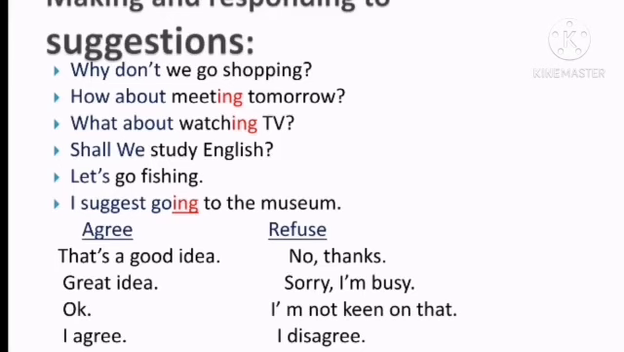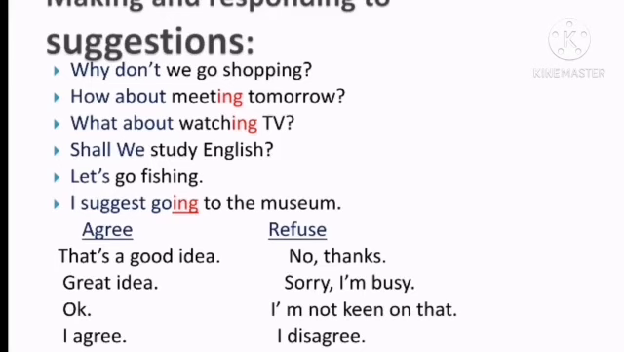Finally, one more grammatical rule included in Unit 9. It's how to make and respond to suggestions. Making and responding to suggestions. Why don't we go shopping? Why don't we go shopping? It's in the form of a question.